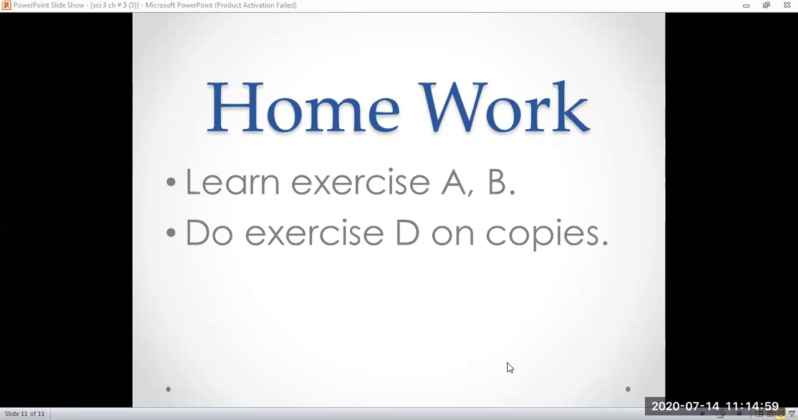Have you got the notes of chapter 1 and 1 till 3 too? Yes. So similarly, you can get the notes of chapter 4, 5. From these notes, you are going to do the questions on your copies. Okay, teacher.